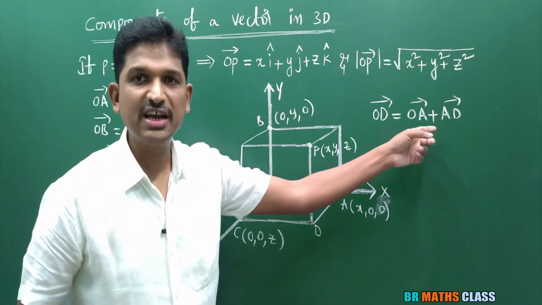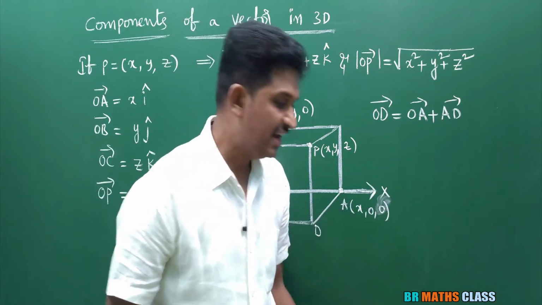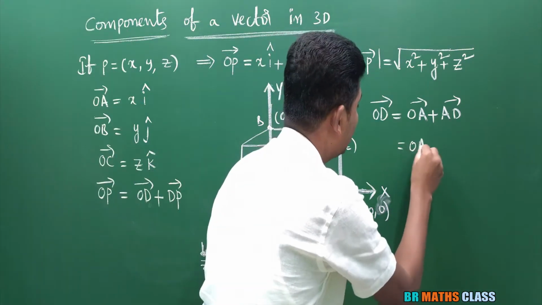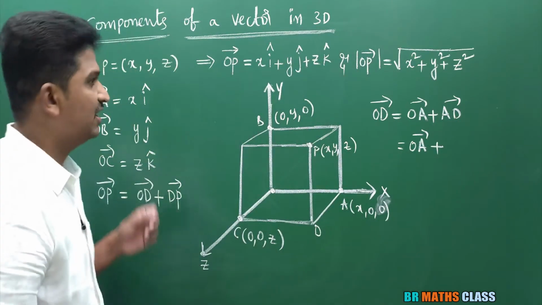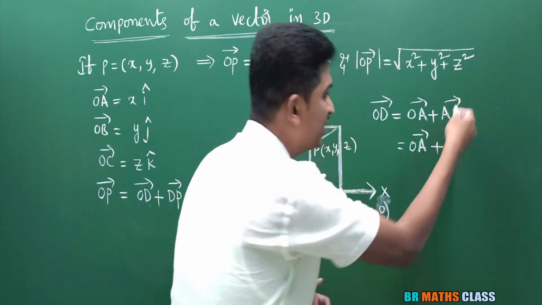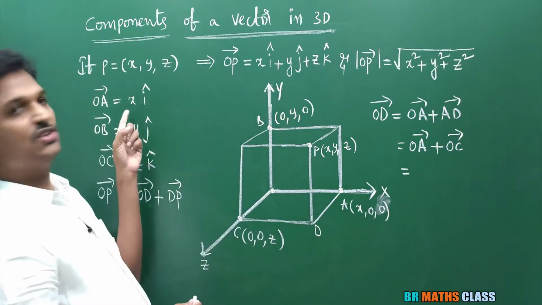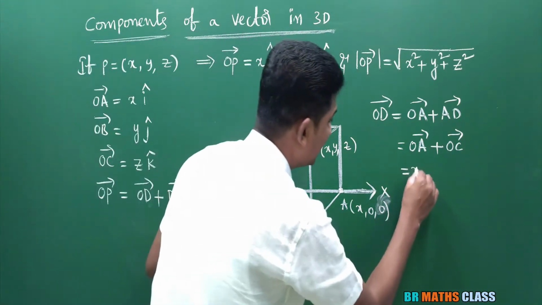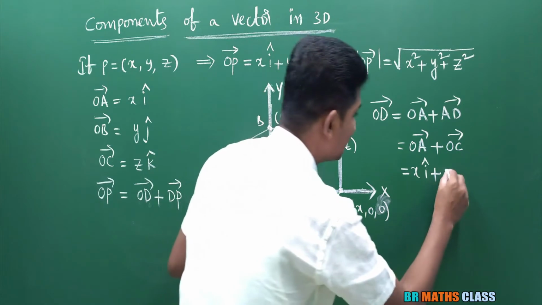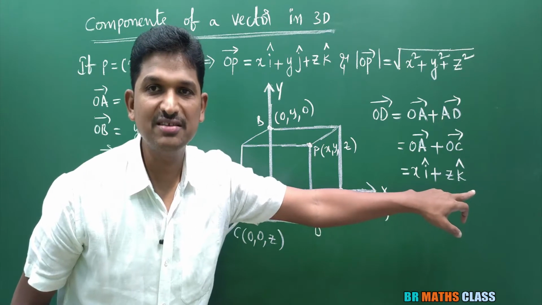OA bar is very clear. OA bar is x i cap. Now, what is AD bar? AD bar and OC bar are equal vectors. In place of AD bar, I can write OC bar, because AD bar and OC bar are equal vectors. OA bar is x i cap. OC bar is z k cap. Now you got OD bar: x i cap plus z k cap.